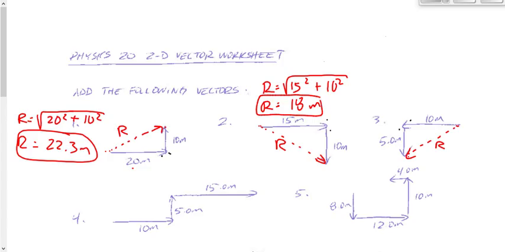And for this one, we're going to say r is equal to the square root of 10 squared plus 5 squared. By the way, does it matter which order we put those numbers in? 10 squared plus 5 squared or 5 squared plus 10 squared? Not at all.